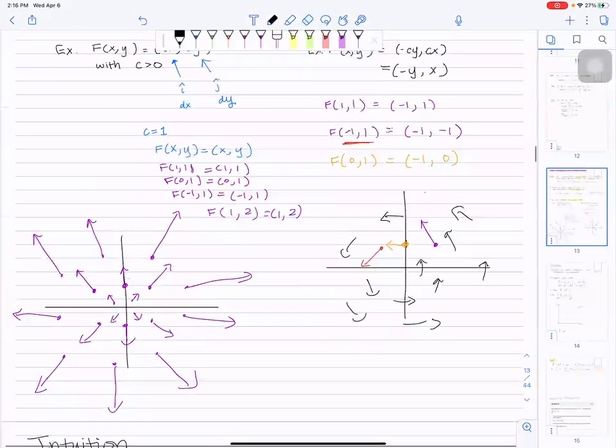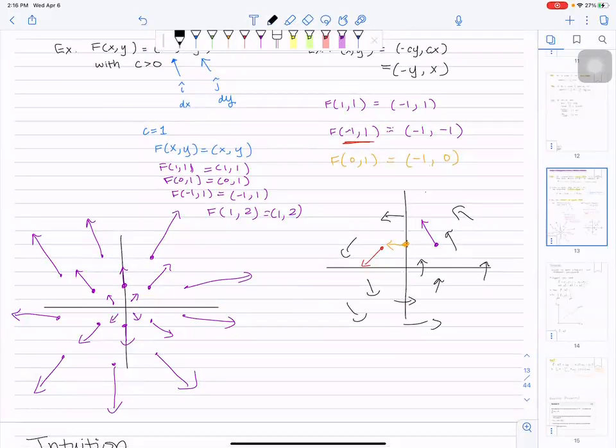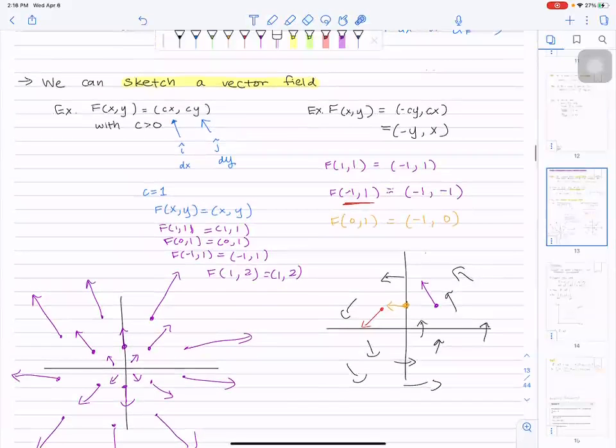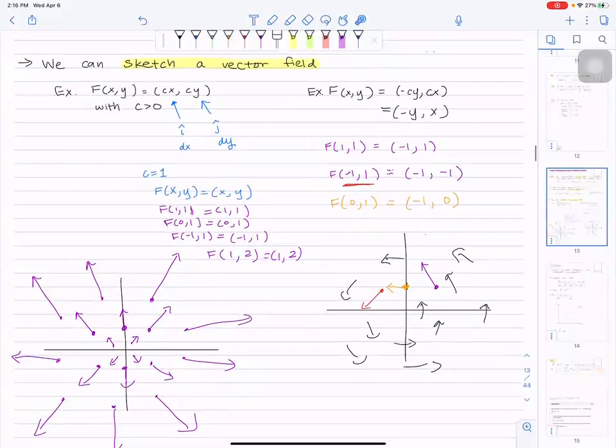Any questions on drawing vector fields? So we were assuming C equals 1, right? Yeah, we're assuming C equals 1 just so we know how to draw it. But you could assume C equals 2 and try to draw it too, if you wanted to. But because C can be any number in general, it's going to have the same pattern. Any questions on that?